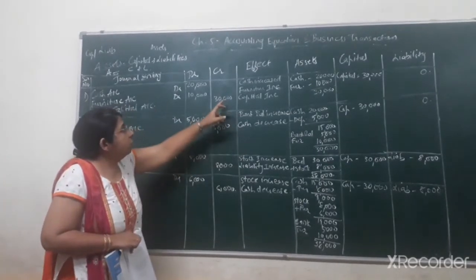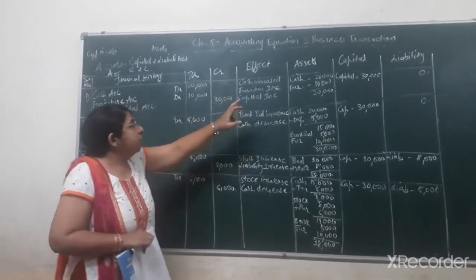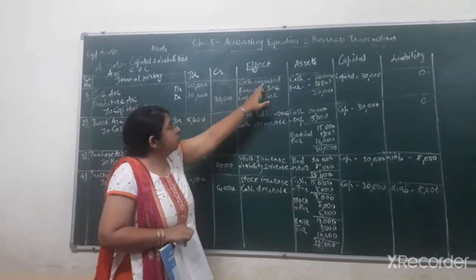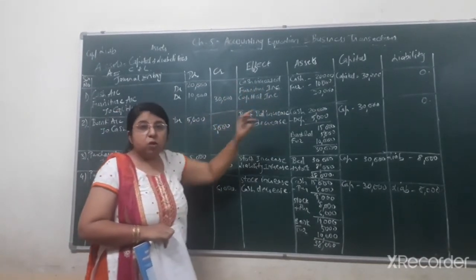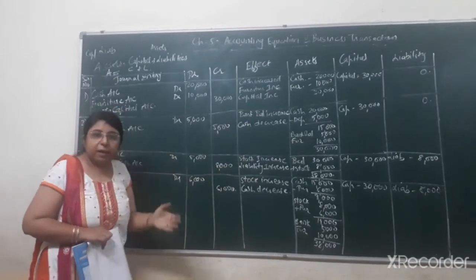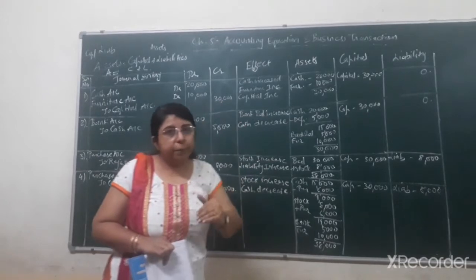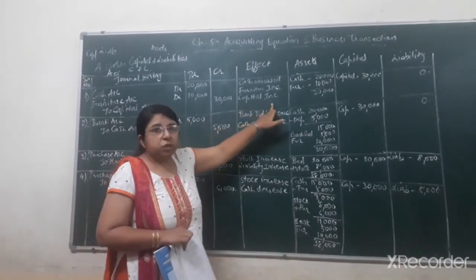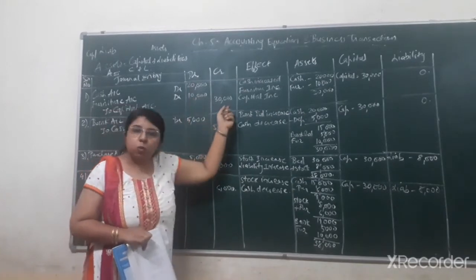After writing the journal entry, you have to decide the effect of it. Due to the debit effect, cash increases and furniture also increases. Capital is also increased because capital always has a credit balance. The owner is bringing cash and furniture in the form of capital. So capital is increased in the firm by rupees 30,000, that is 20 plus 10, total 30,000.